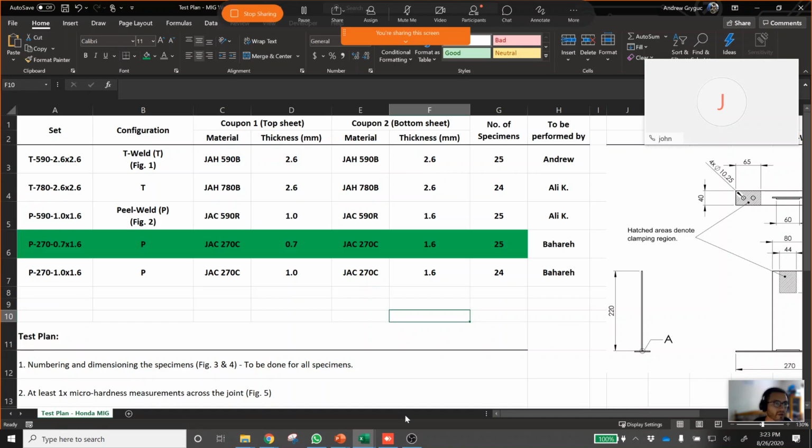Okay, I agree with that because, as I mentioned previously, on the 590 samples, all I've observed so far is crack initiations in the weld. If that's not what you're looking for, then we need to lower the strength of the member material, as you mentioned. Yeah, then we may have to. I'm pretty sure that 780 will do the same thing, so we may have to revisit that. Okay, understood.